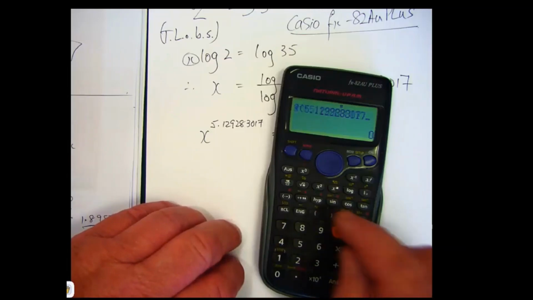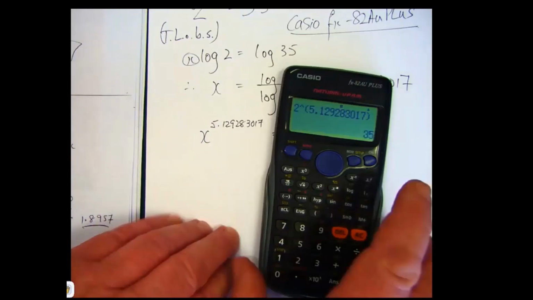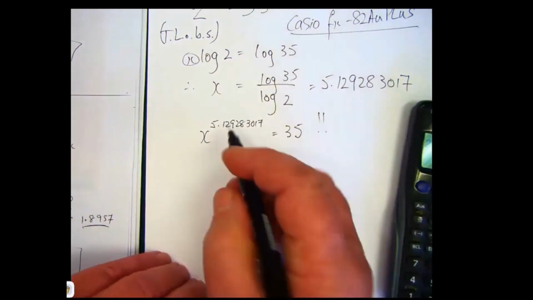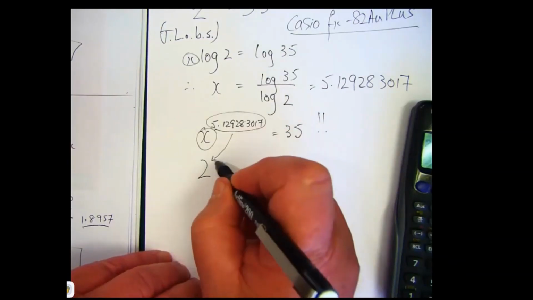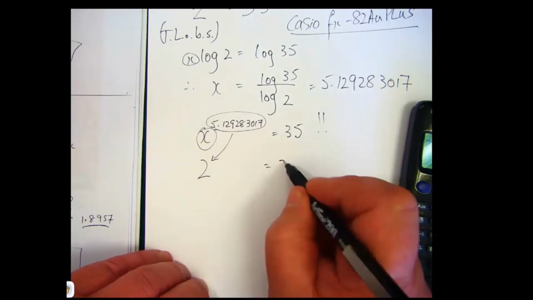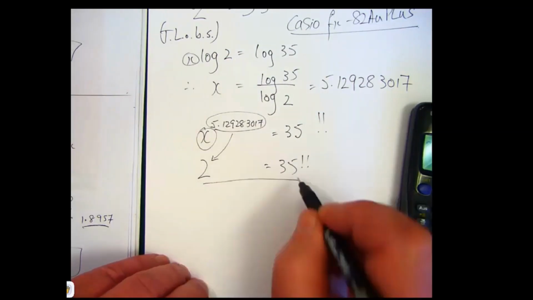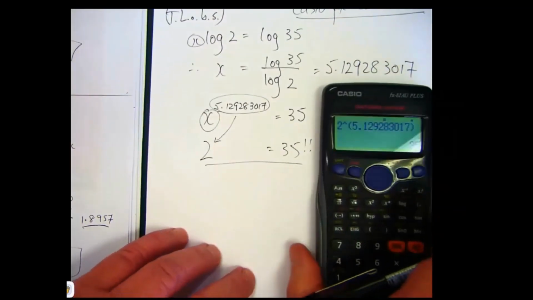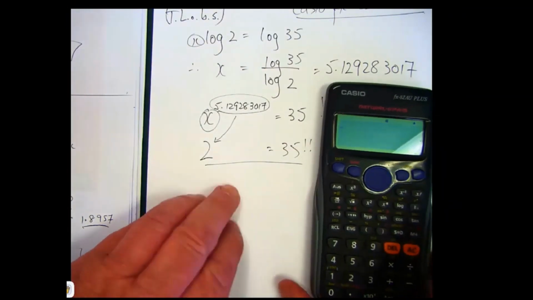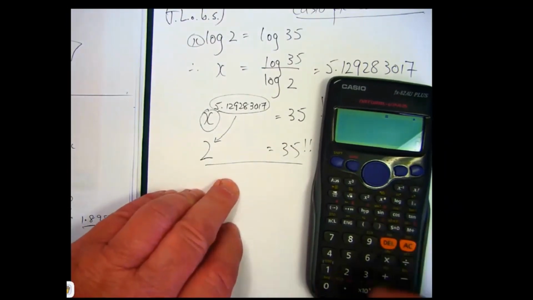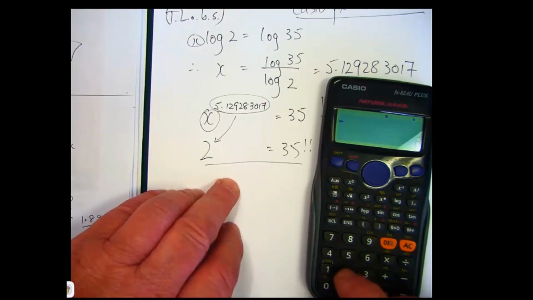Okay, and I'll close it off, equals, spot on, 35. So when x equals 2, this power here will raise the 2 to 35 exactly. There's an interesting question, of course: how far do you drop this off so that it doesn't equal 35? Well, let's try. Normally we work to 3 or 4 decimal places. Let's see what happens. See how good the calculator is.